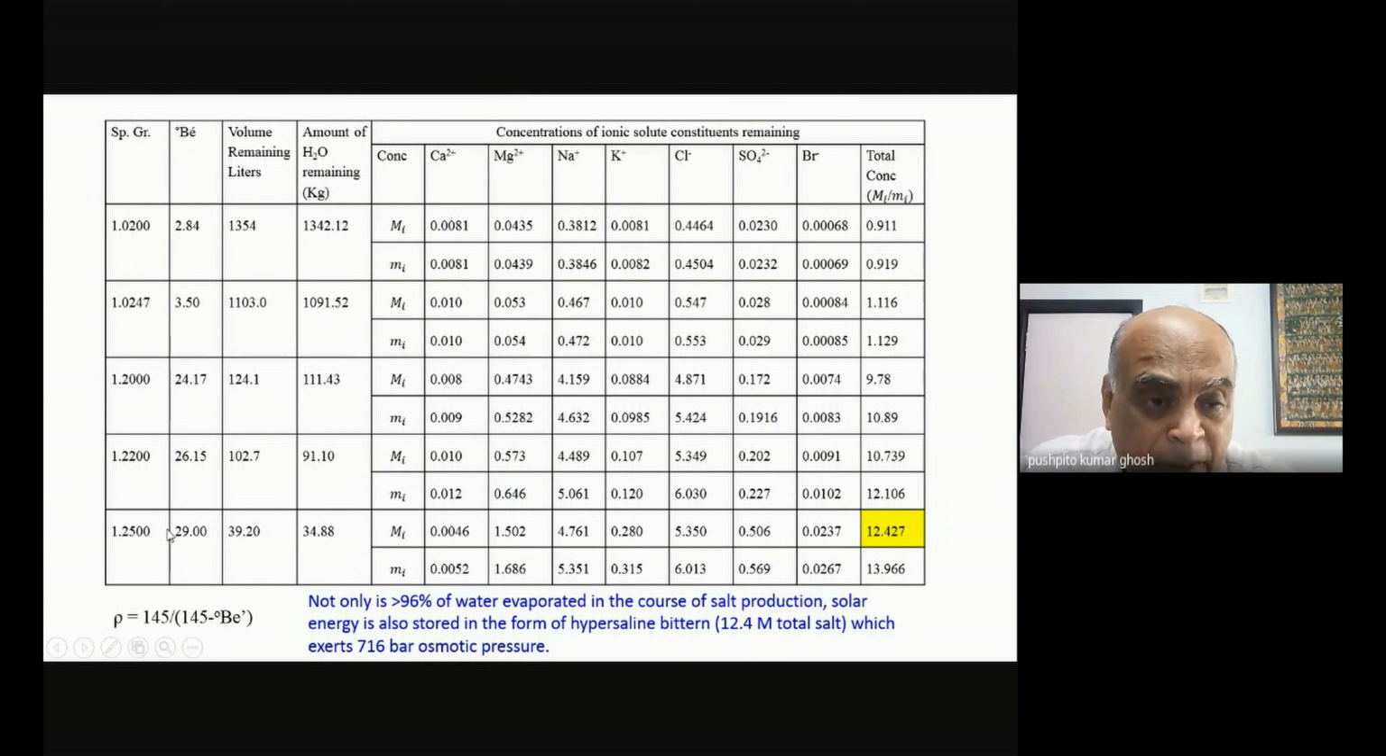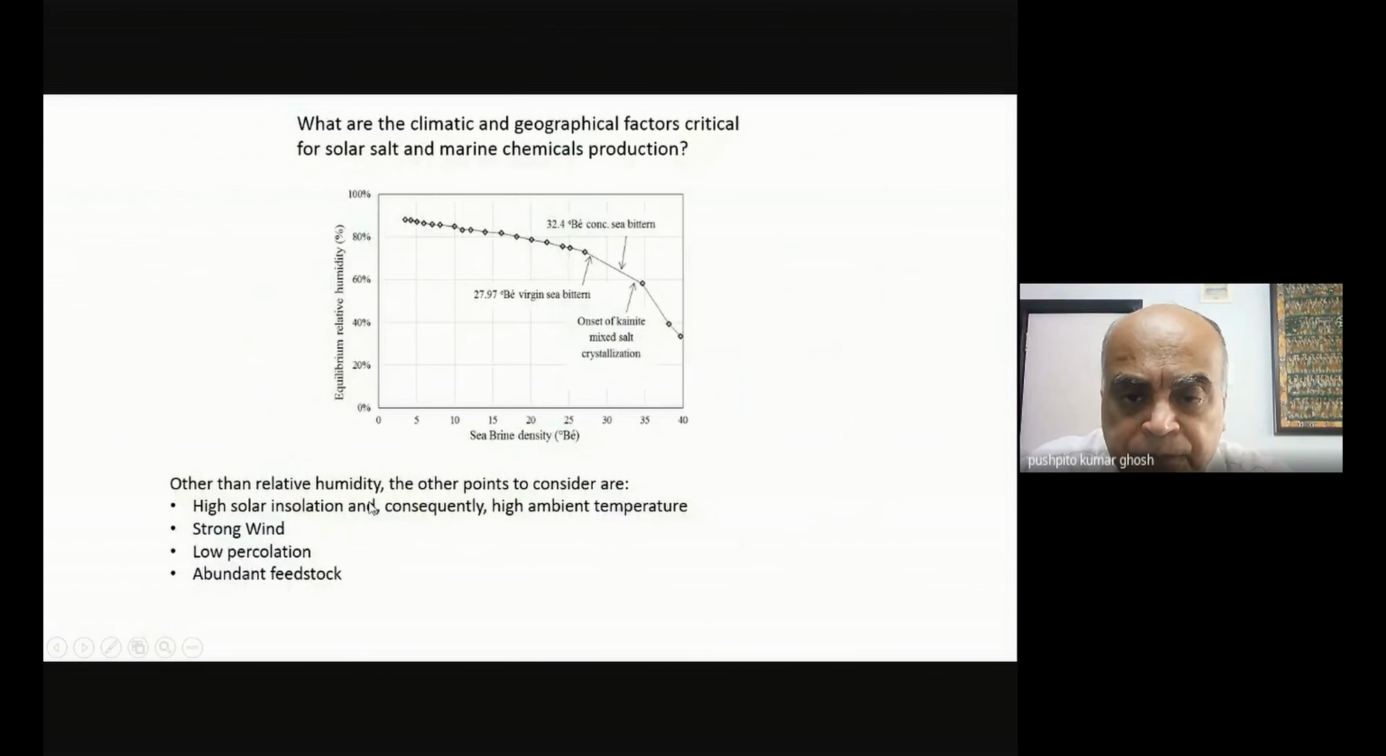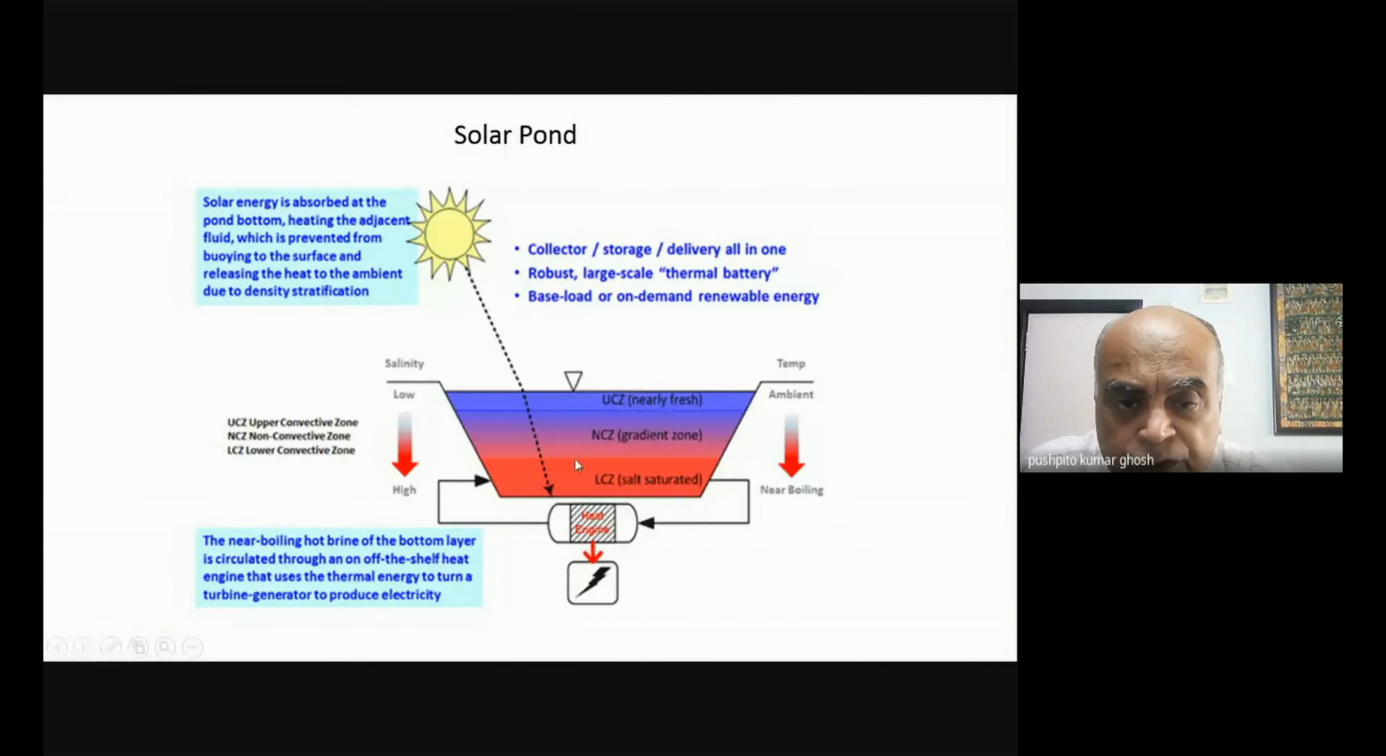This stuff is much heavier than this stuff. Okay? So what you do is that you charge a very heavy density brine, like let's say into a pond. You make this pond. Okay? This pond is made absolutely non-percolating so that nothing percolates.